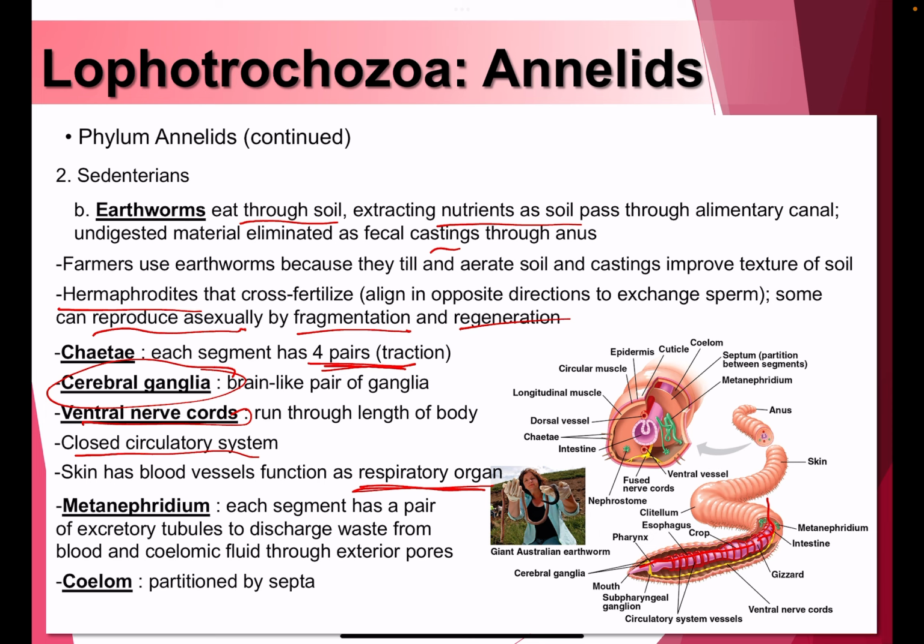excretory tubes. If you look right here, metanephridium. These green things here are your excretory tubes, which will discharge the waste from your blood, circulating from your coelomic fluid, and then allow that fluid to be excreted through exterior pores. Coelom is partitioned by the septa. They didn't show the septa here. Septum. Okay, so that's the septum that is separating each segment of coelom within the earthworm.